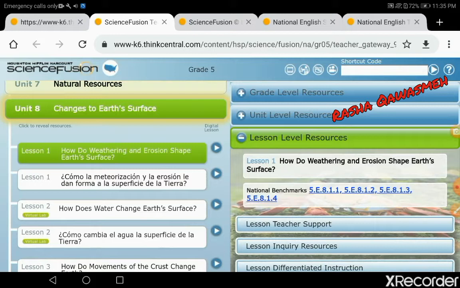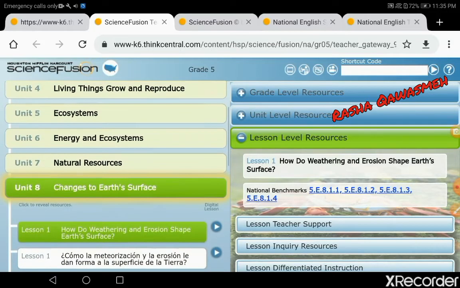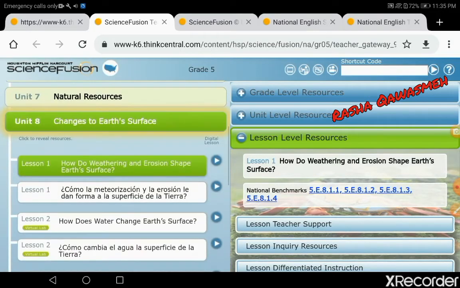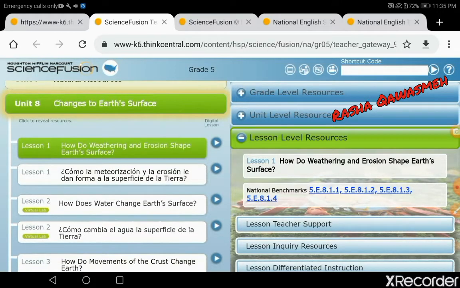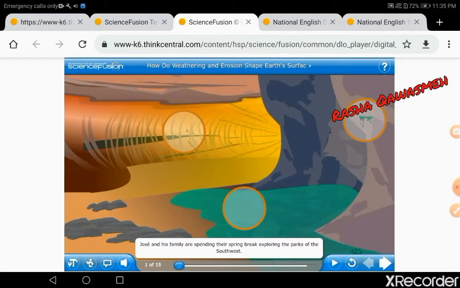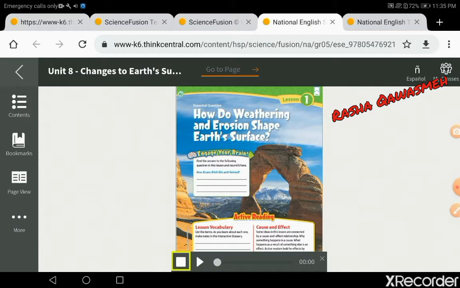Okay, now first steps, you know how to log into your Think Central. Okay, click Unit 8, Changes to Earth Surface, Lesson 1. Okay, when you click on this button, you will get the digital lesson, and the digital lesson starts. Okay, you just click on it. I have it already here. Now, this is the first page.